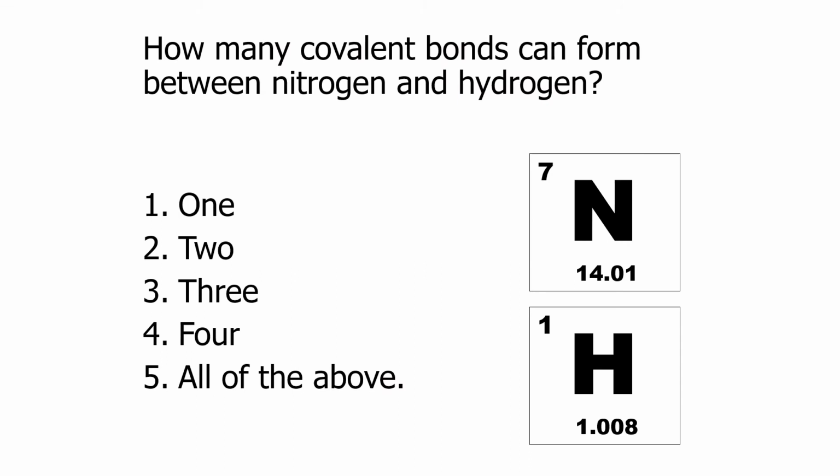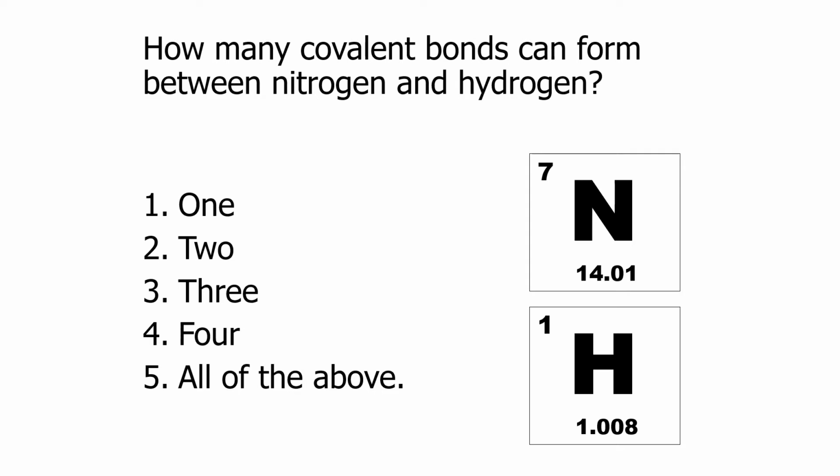So let's try this out together. Let's say that you have a nitrogen element, and you have a bunch of hydrogen elements, and you want to figure out how they would bind together. So how many covalent bonds are going to form between a nitrogen and a hydrogen? What you would want to do first of all is figure out how many electrons nitrogen is carrying. Nitrogen is carrying 7 electrons since its atomic number is 7.